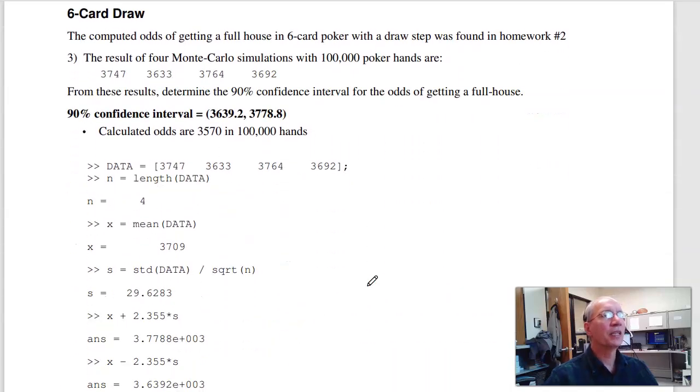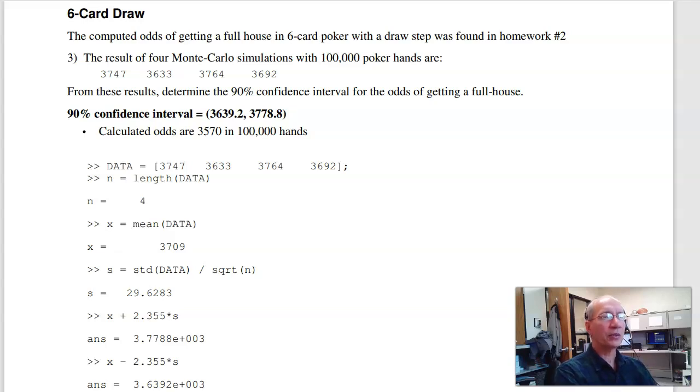Harder problem. 6-card draw. Now in 6-card draw, you are dealt a 6-card hand. You then discard cards, draw new ones to replace them, and check to see, did you get a full house after 6-card draw, after you draw the cards? That's actually pretty hard to calculate.